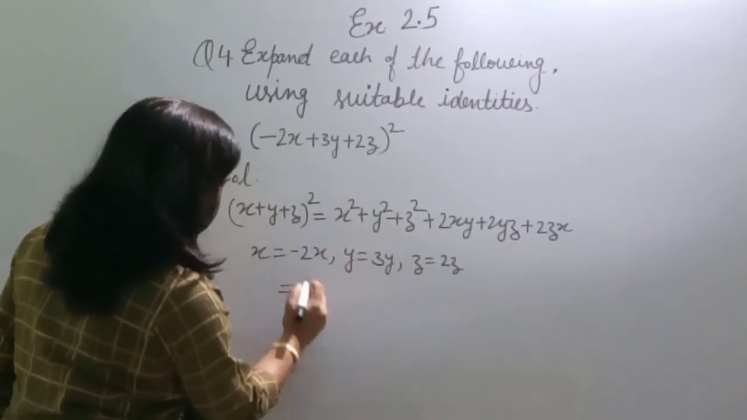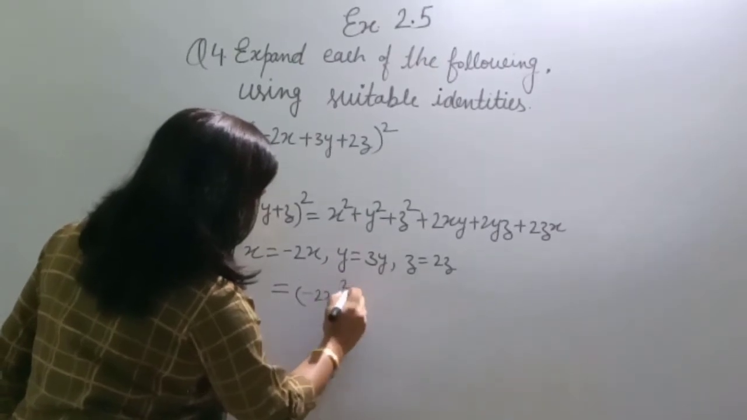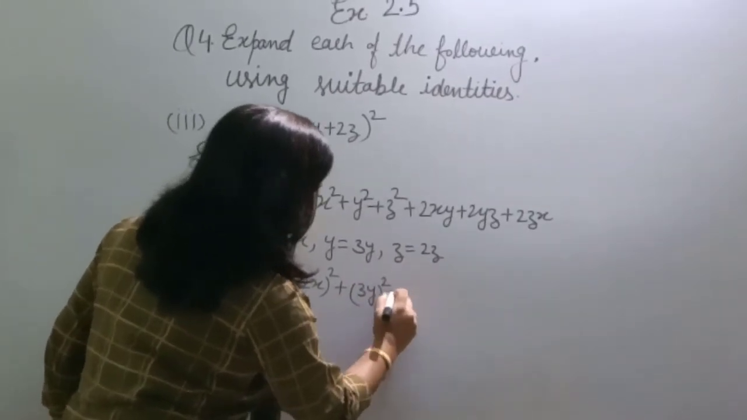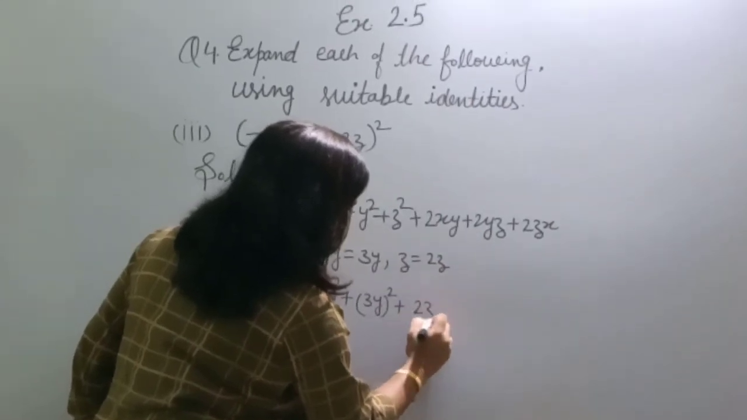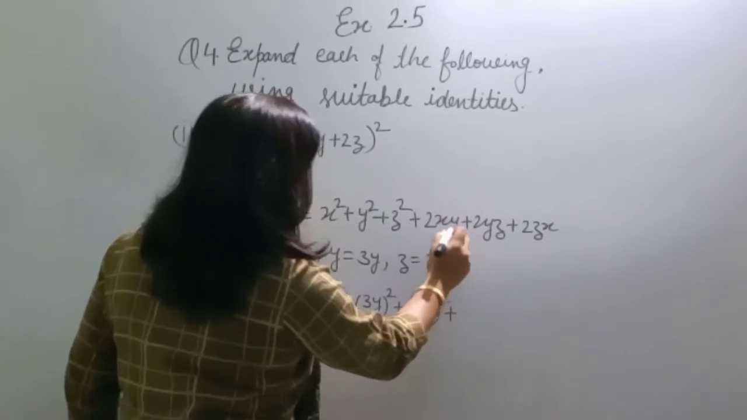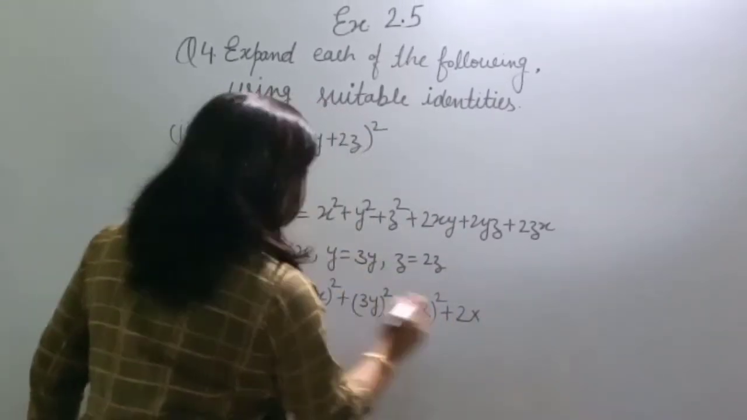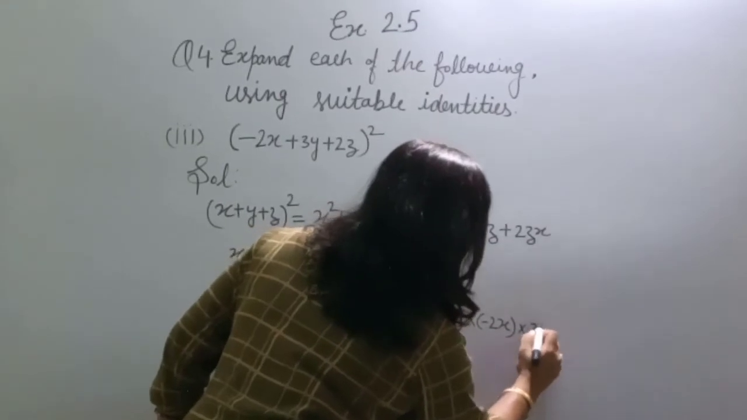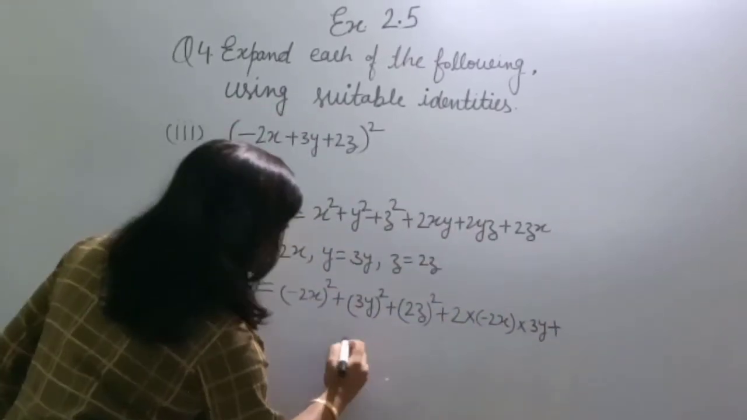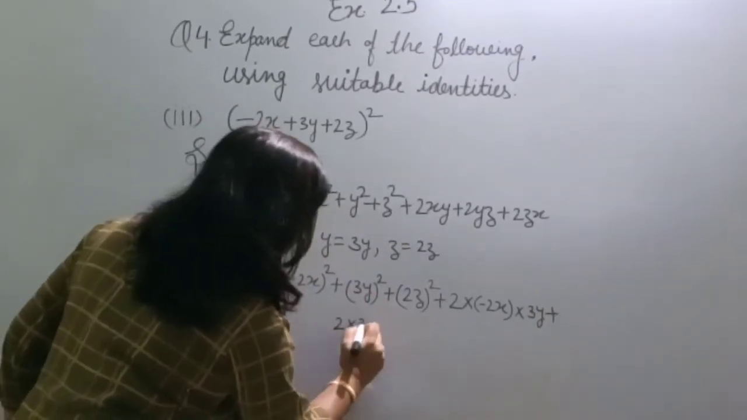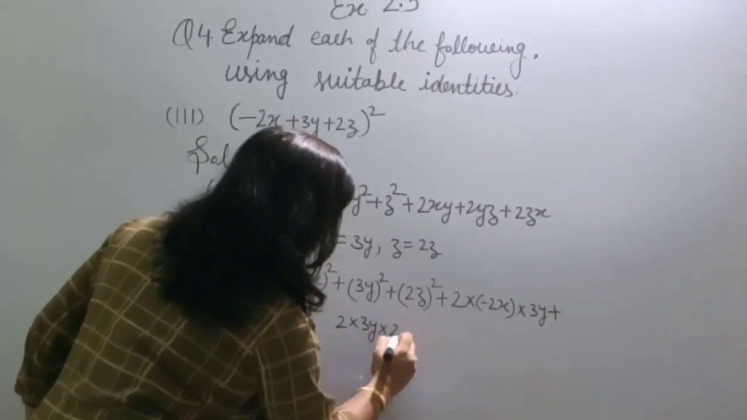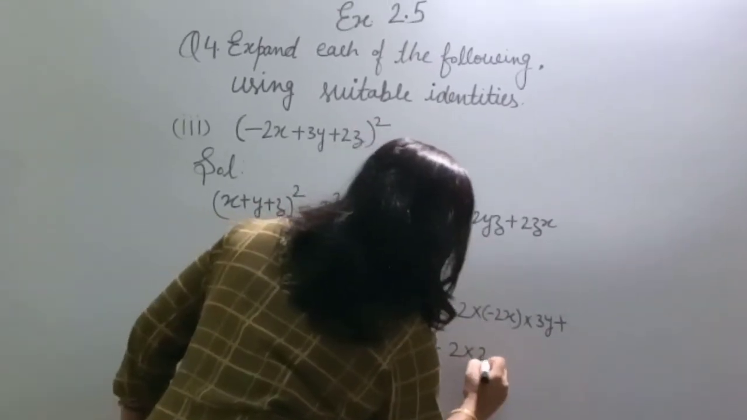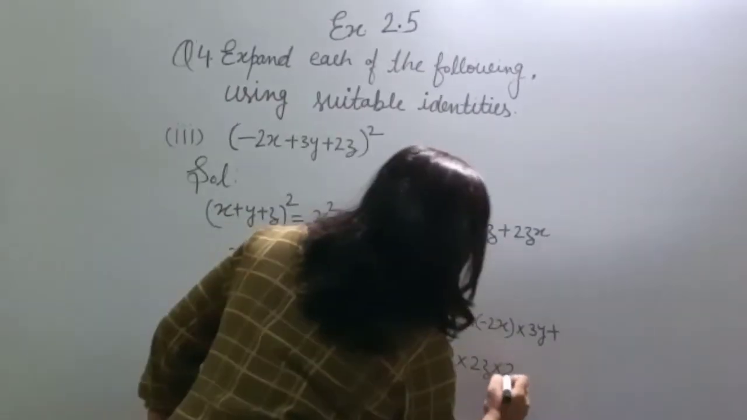So x², that means (−2x)², plus y², that means (3y)², plus z², that means (2z)², plus 2xy, that means 2 into −2x, multiplied by 3y, plus 2yz, 2 multiplied by 3y, multiplied by 2z, plus 2zx, that means 2 into 2z into 2x.